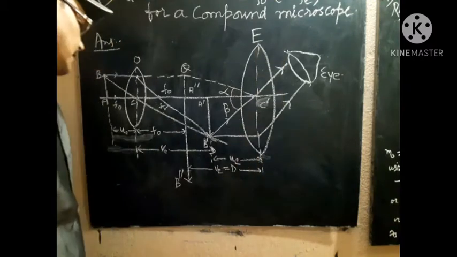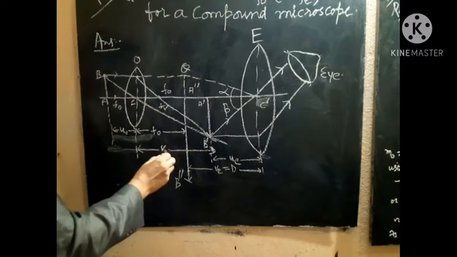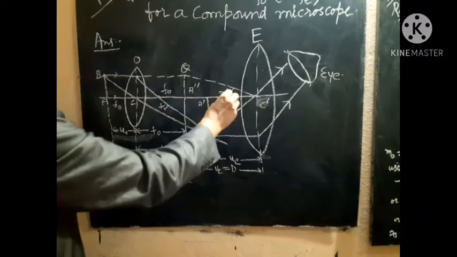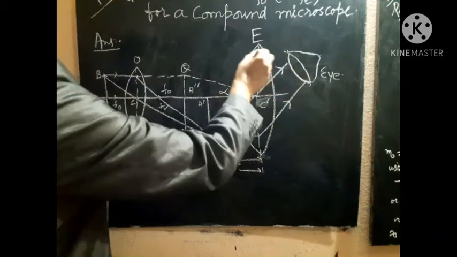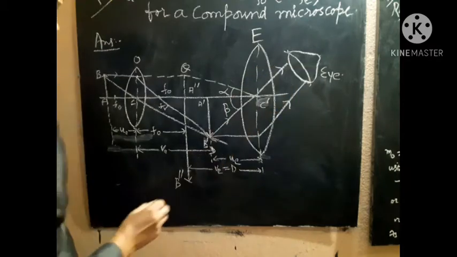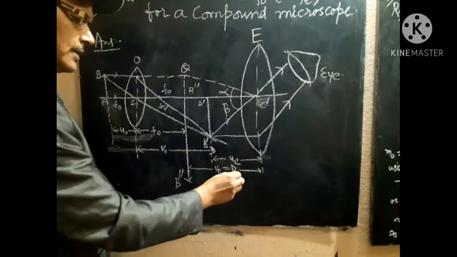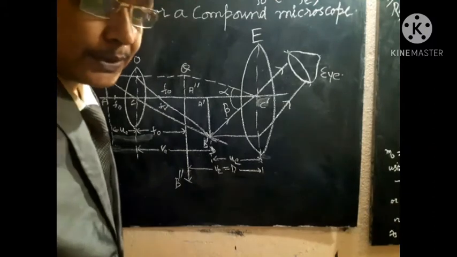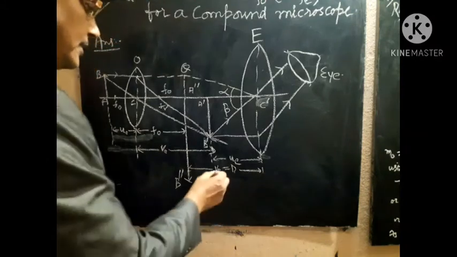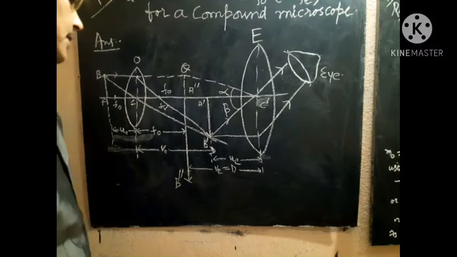Now here FO, UO, VO, FE, A double dash, alpha, beta, C dash, eyepiece E, objective O. This is the eyepiece. UE, D, VE is equal to D. D means least distance of distinct vision, that is 25 centimeter.